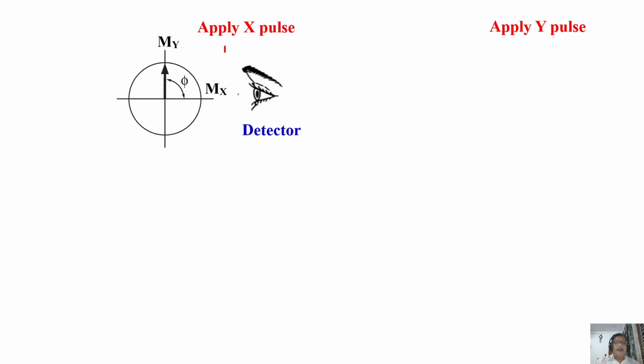Some pulse I'm applying, I have just written apply X pulse. You can find out whether it was right or wrong. I told you how the magnetization is flipped to a particular axis; you can apply the right-hand thumb rule and find out which direction it is flipping. If I apply a pulse along the X axis, magnetization is along the Z axis.